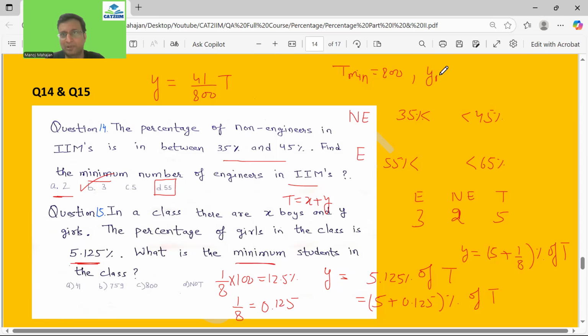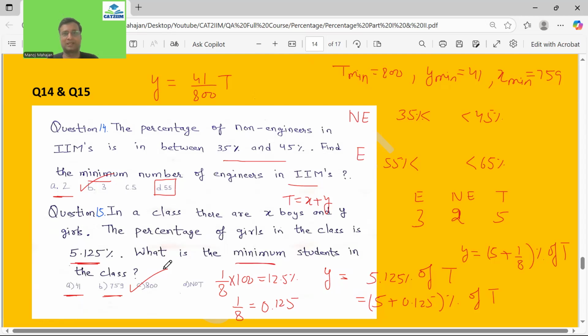What is y minimum? If they would have asked you girls, it would have been 41. If they would have asked you boys minimum, this is actually girls, right? So x minimum is about the boys. So this would have been 759. So I've given you all the options. You can make a silly mistake also. If you answer girls minimum, you would have given 41. Boys minimum, you would have given 759. And the question talks about minimum students in the class, which is 800.